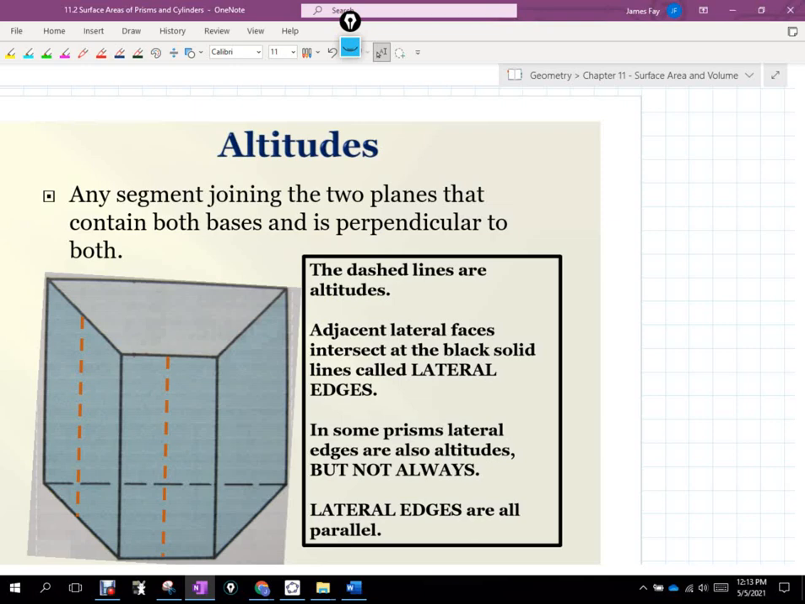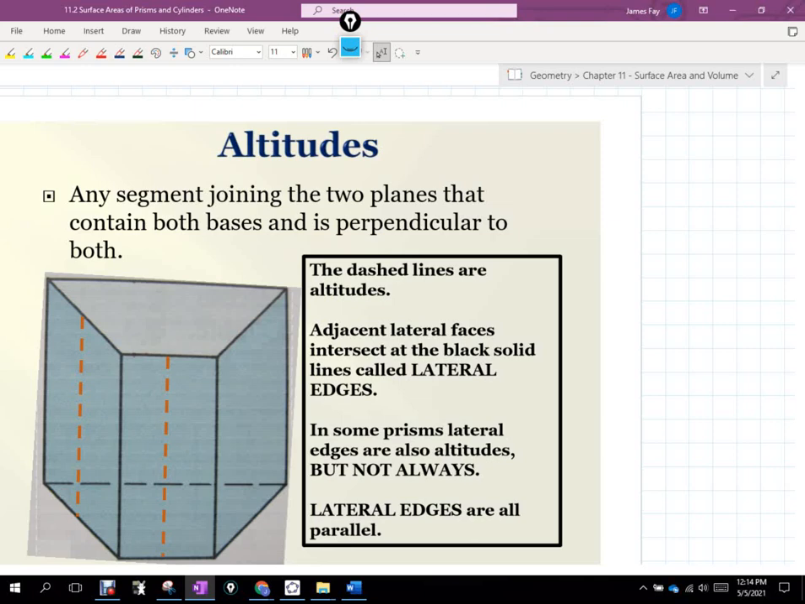So an altitude is any segment joining the two planes that contain both bases and is perpendicular to both. We need to be able to identify what an altitude is to be able to come up with these more convenient formulas for finding surface area and volumes. So the altitude is just what you would think about. If you had that shape in front of you on your desk, and I gave you a tape measure and asked you to measure the altitude, you would measure essentially the height of it, right?